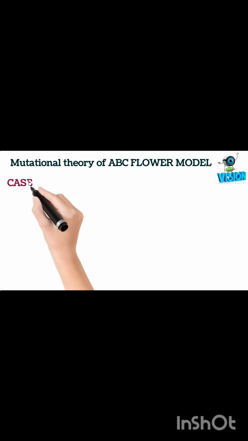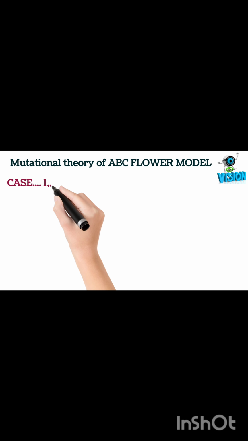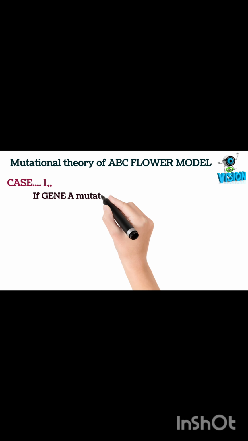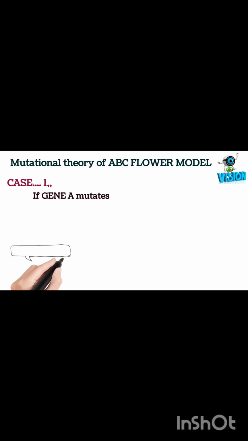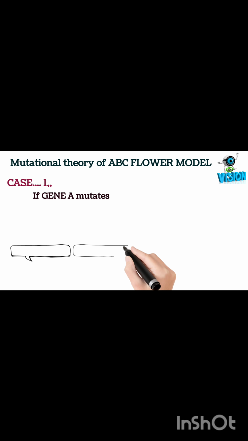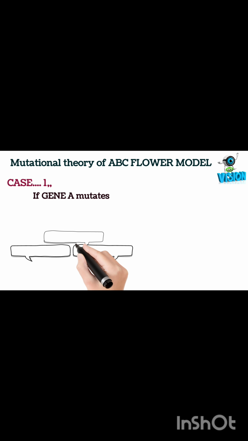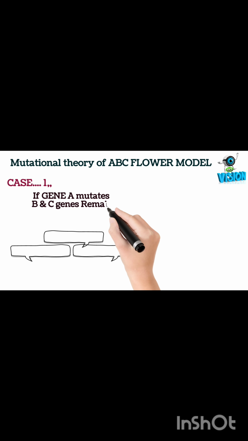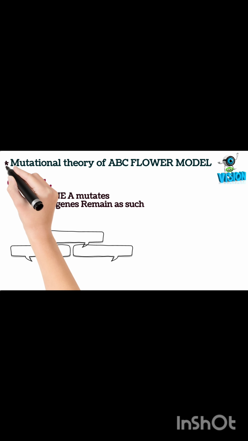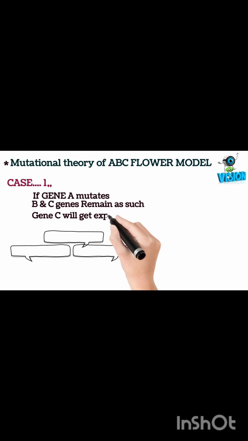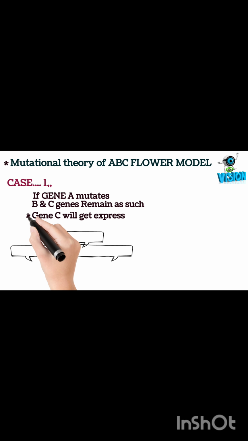If all homeotic genes get mutated, what will happen in case number 1? If gene A gets mutated, I will make a diagram of all three genes like this. You will find if gene A gets mutated, the rest of the genes, gene B and C, will remain as such, never changed. And C gene will get expressed twice. Let me show you here.